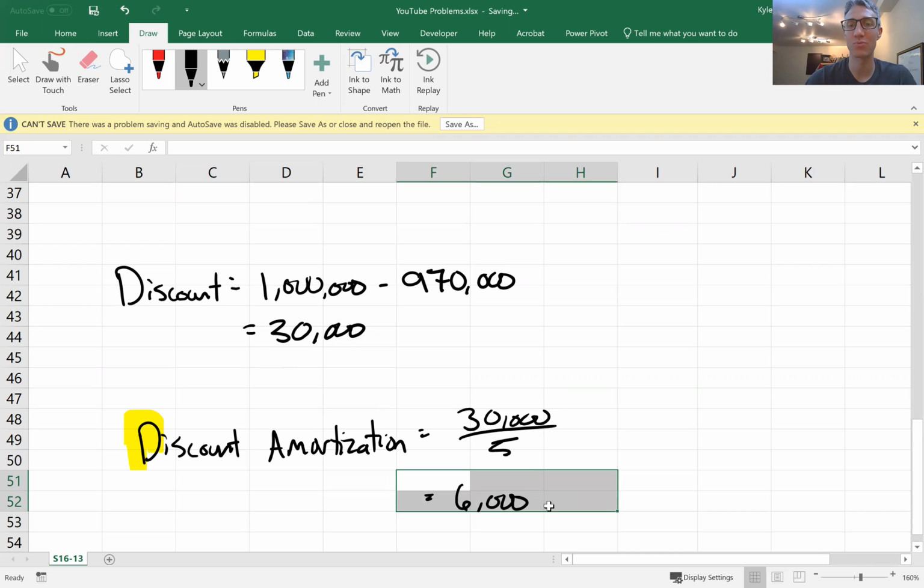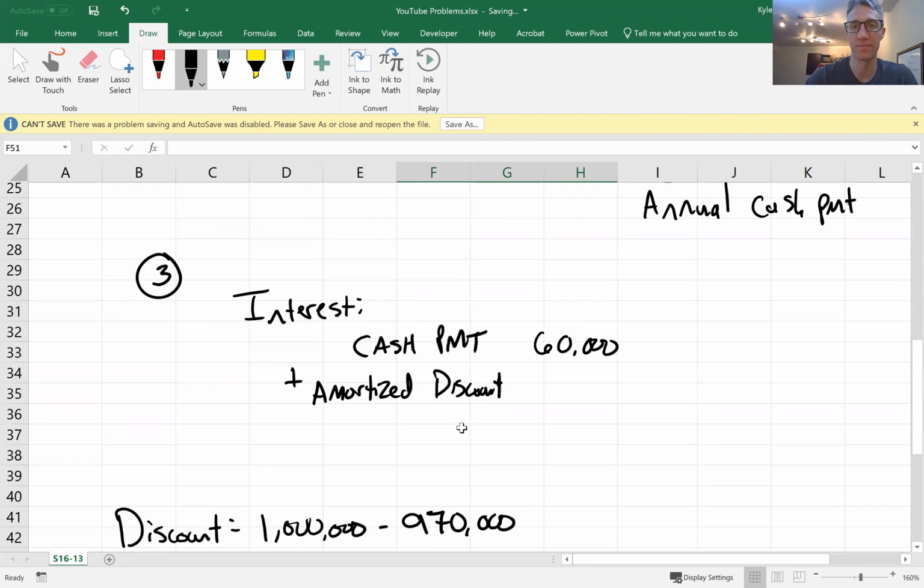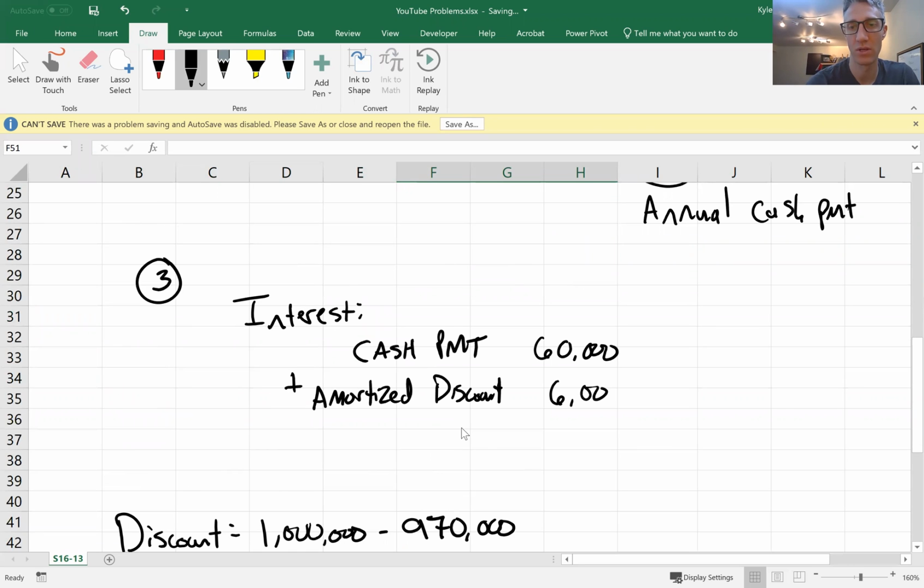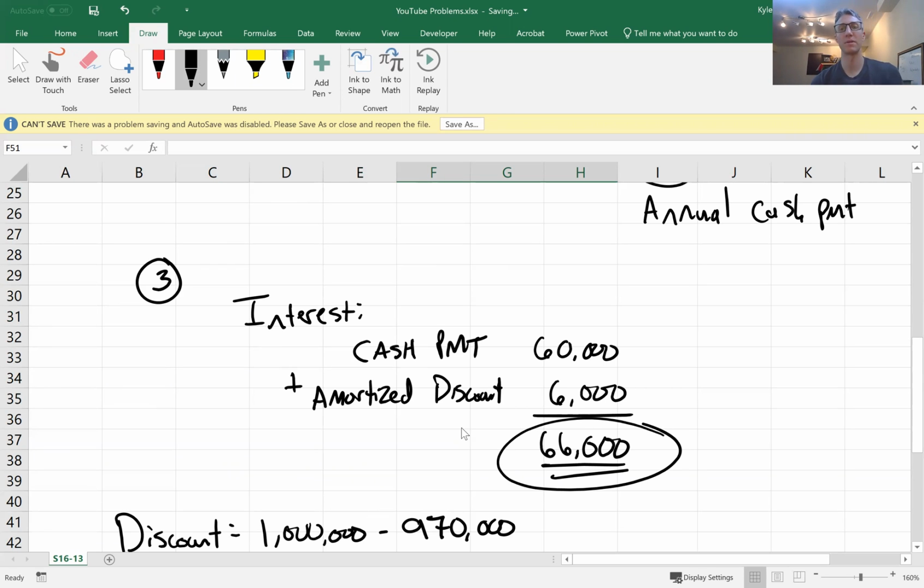So this is the amount that gets amortized annually, which means that this amount will be added as interest revenue to the investor. So the interest revenue is a combination of the cash payment plus the amount of the discount that gets amortized every year. So the final answer to requirement number 3 is 66,000. This is the annual interest revenue.